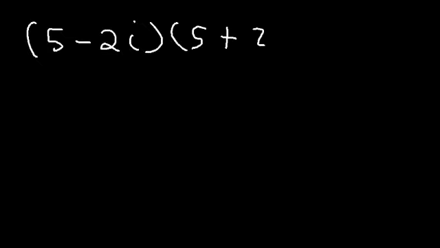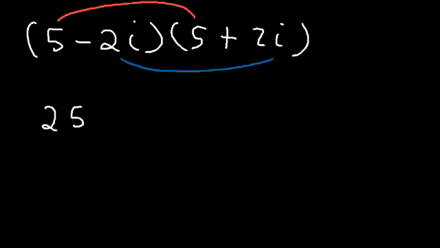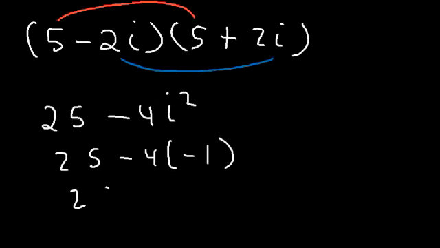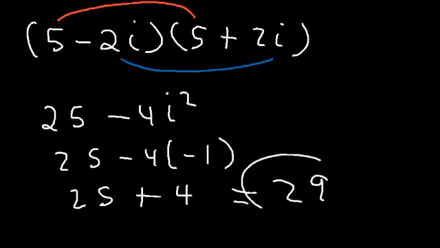So let's try this example. 5 minus 2i multiplied by its conjugate, 5 plus 2i. For this particular example, we just need to multiply the first two terms, 5 times 5, which is 25, and the last two terms, negative 2i times 2i, which is negative 4i squared. So this is negative 4 times negative 1, which is plus 4. And 25 plus 4 is 29.